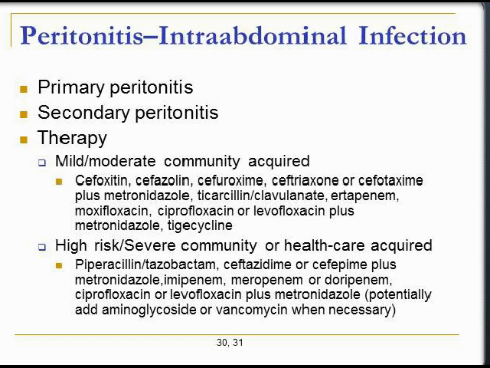And you can see all those agents listed there, just a boatload. The one thing that I will mention is with high risk severe, they recommend that you have at least one agent that has anti-pseudomonal activity. So if you look through those recommendations there, you'll see that all of the recommendations have an agent that has anti-pseudomonal activity. For mild to moderate, that's not necessary.